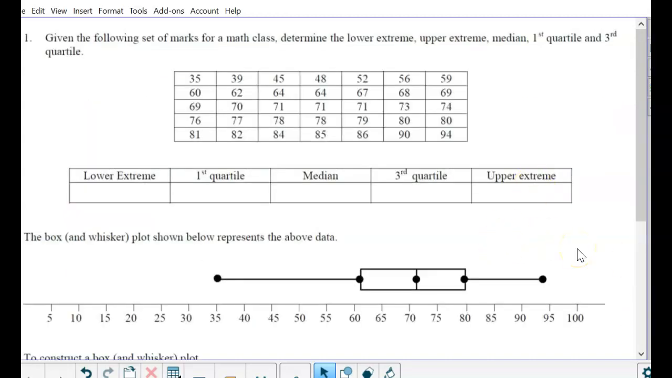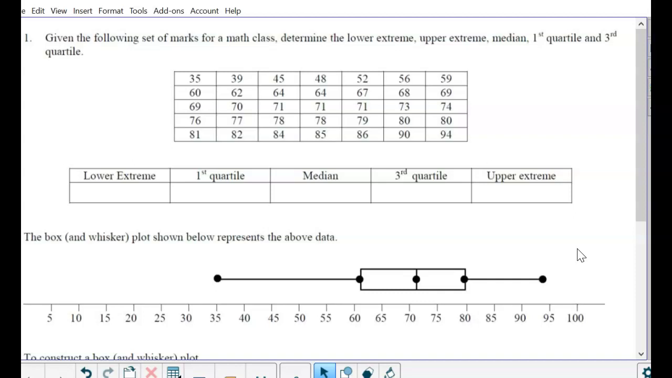Anyway, you've got your data there. It says, given the following set of marks for a math class, determine the lower extreme, upper extreme, median, first quartile, and third quartile. You could enter all of that in your calculator and get it to do it, but we're going to do this one by hand because it's not like the mean where you have to add them all up. And notice how they are in order.